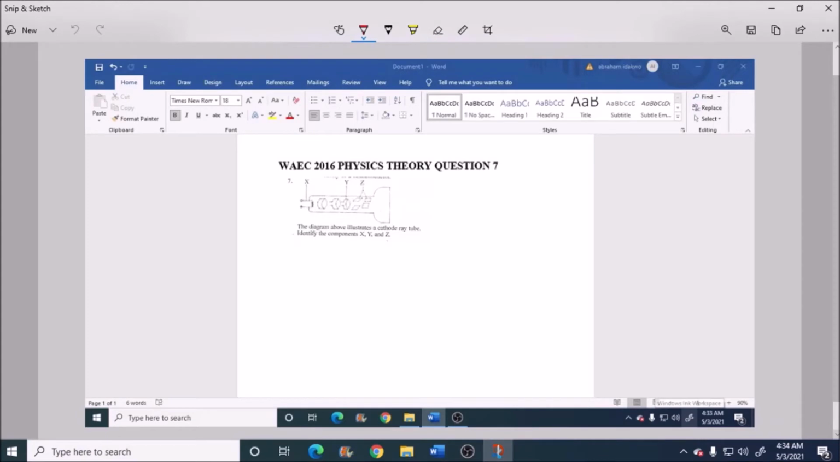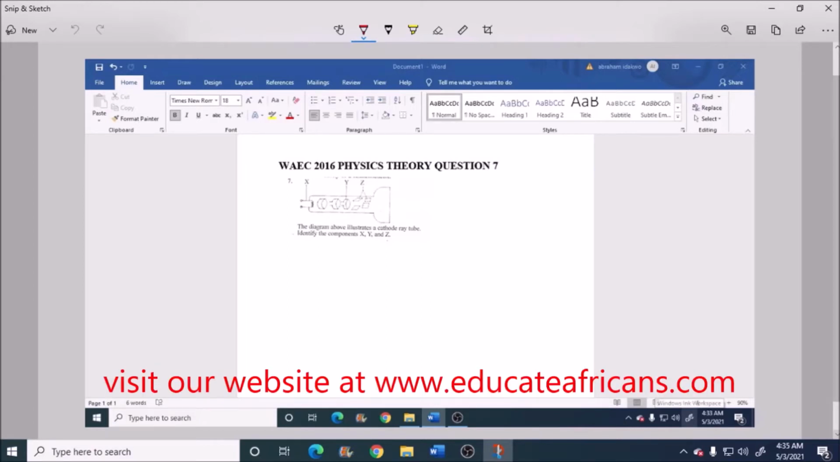Hello and welcome. Today I will be answering WAEC 2016 Physics Theory question 7. Now the diagram above illustrates a cathode ray tube. Identify the components X, Y, Z.